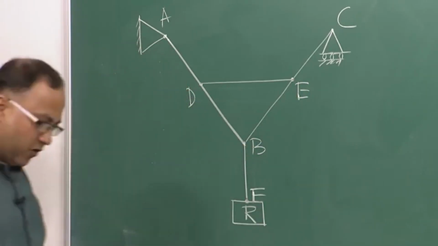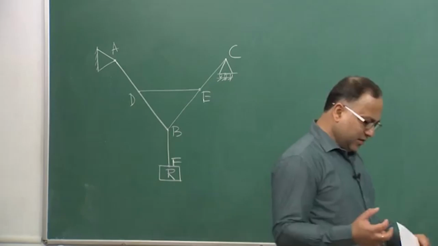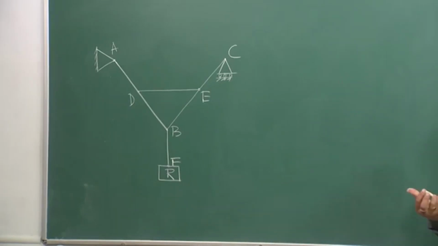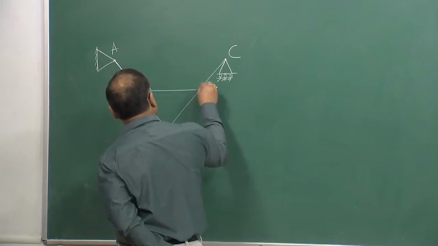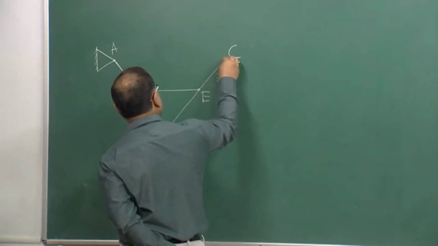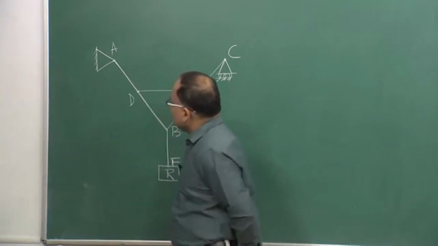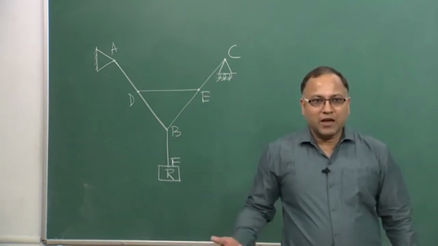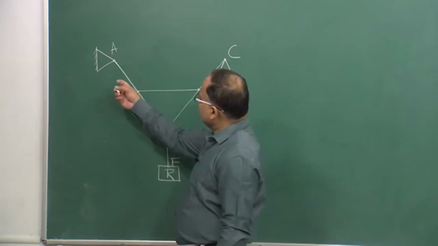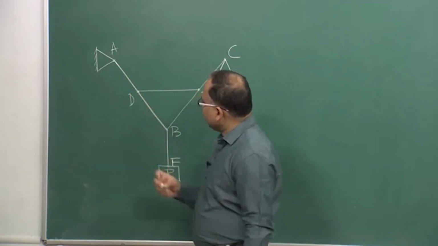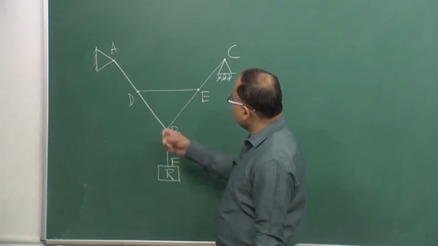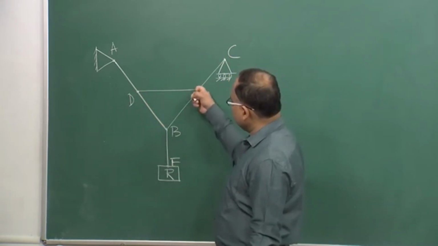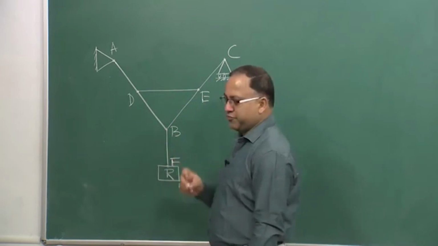Okay. So, this is a kind of frame you might have seen, made of steel or wood or whatever. All these members, so these are joints. These are all joints. Now, how many members do we have in this frame? We have AD, one member, DE, another member, EC, another member, DB, another member, EB, another member, and BF.